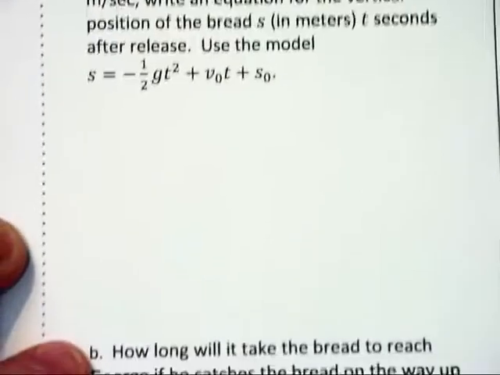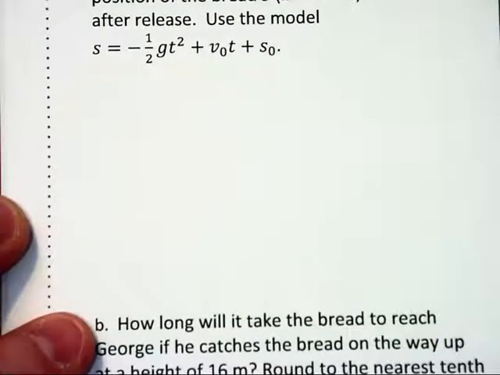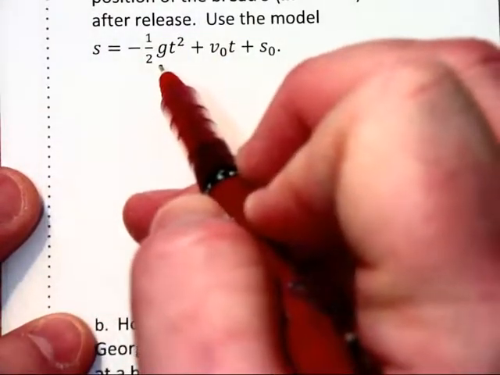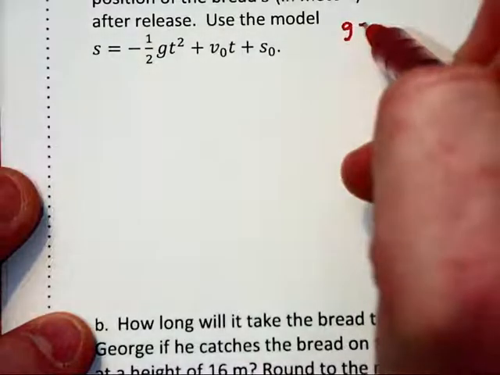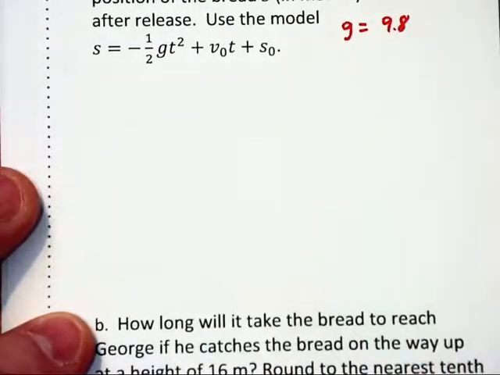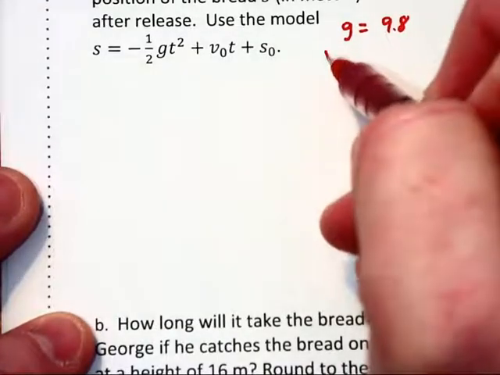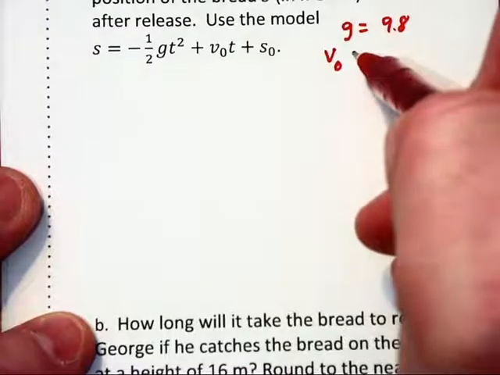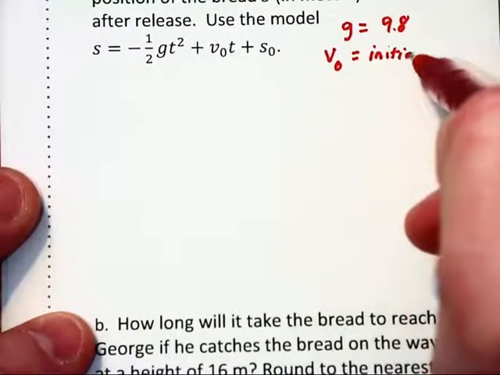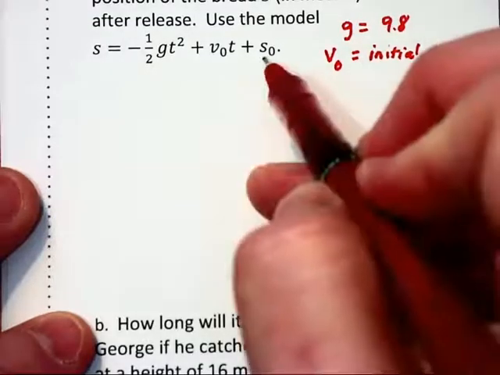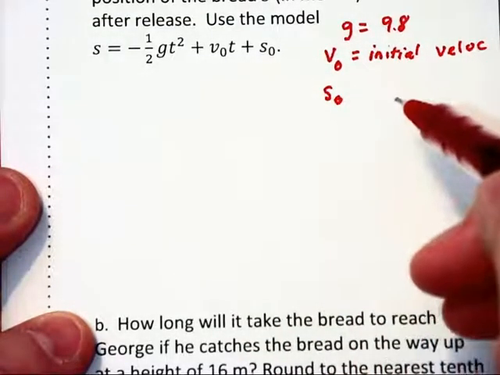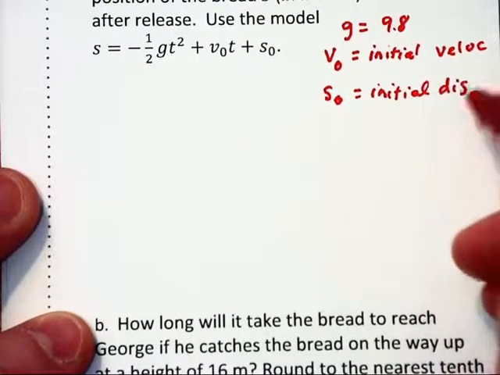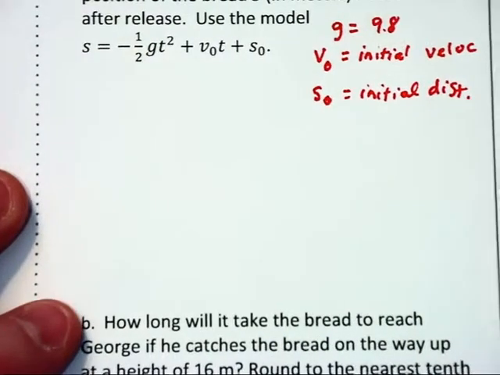Use this model. Now this is a formula that usually we see in physics. S is a letter we use for distance. G is going to be the acceleration due to gravity, and it turns out that G is going to equal 9.8 meters per second squared. V subscript 0 is the velocity at time 0, sometimes known as the initial velocity. And s sub 0 is the distance at time 0, sometimes known as the initial distance. Those are the clues that we need to start this problem off.